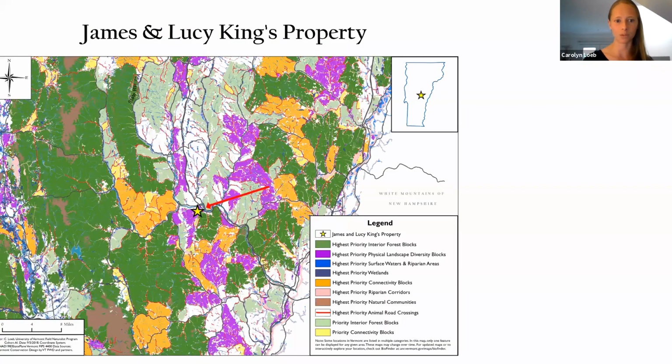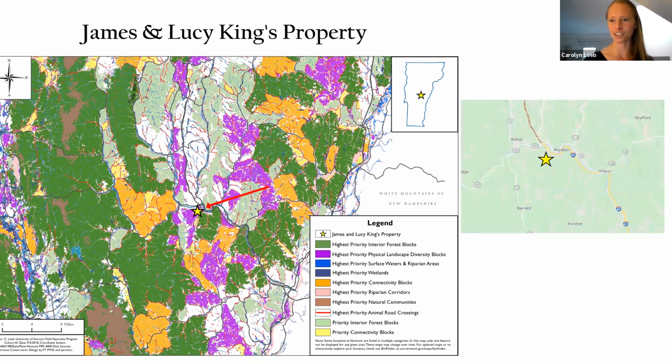If we zoom in a little more to the regional layer, now you can see that they are definitely right on the edge of that highest priority interior forest block and also well in the physical diversity block. So they may have some pretty interesting soils and bedrock in their area. And you can see that they're located near a river and that there are white spaces on the map near them, as well as highest priority and priority design targets. And on a traditional map, here they are. We can now see they live in Royalton and not in Bethel.